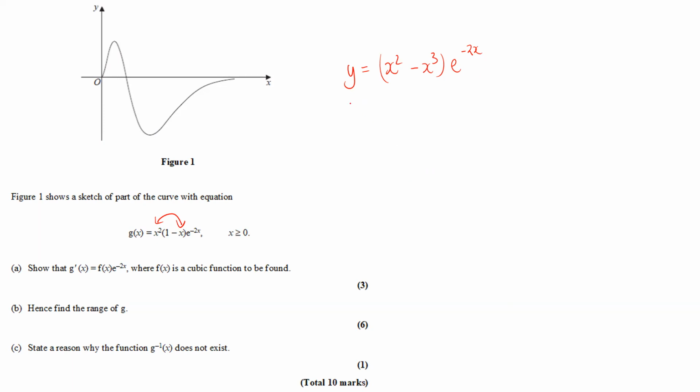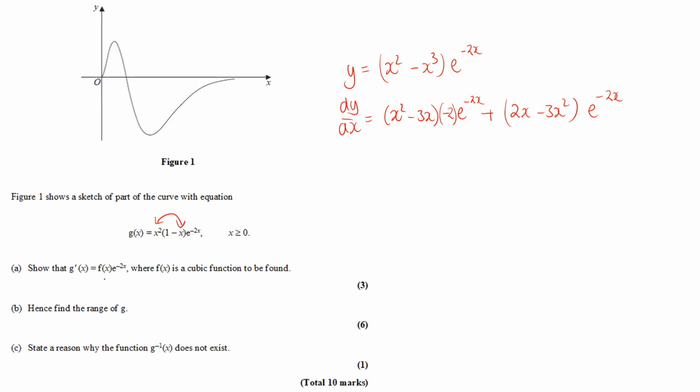So now we need to differentiate. Again, using the product rule, it's going to be first, x squared minus x cubed, differential of second, e to the minus 2x, we need to use the chain rule. It's e to the minus 2x times by a minus 2. So that's first differential of second plus second differential of first. So we'll do the differential of first, 2x minus 3x squared, e to the minus 2x.